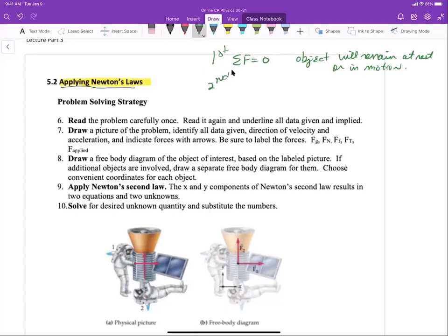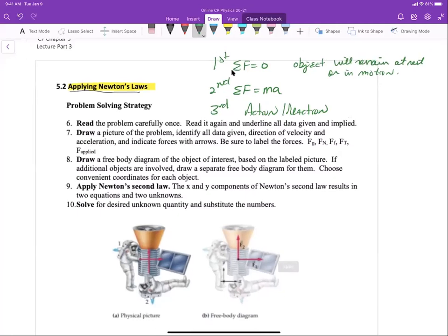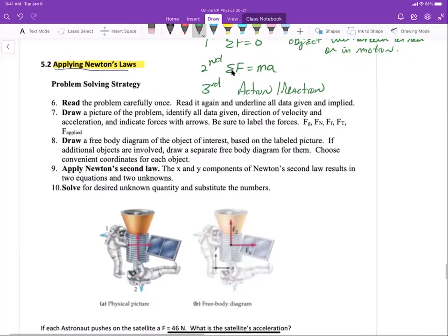What does the second law tell me? Well, if the sum of the forces does not equal 0, then I will have acceleration. And the third law states that for every action force, there is an equal and opposite reaction force. So what are we going to do with all that? Well, we're going to solve lots of problems with that.